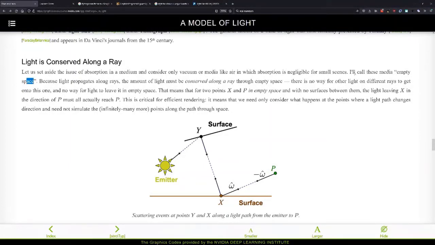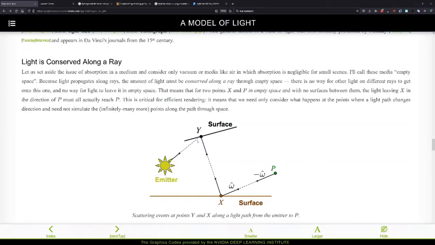Empty space is very useful because nothing is in it, so light can pass freely. So light conservation is an important concept. Light is conserved along a ray. There is no way for other light on different rays to get onto this one, and no way for light to leave it in empty space. For points x and p in empty space with no surfaces between them, the light leaving x in direction p must all actually reach p. Efficient rendering.